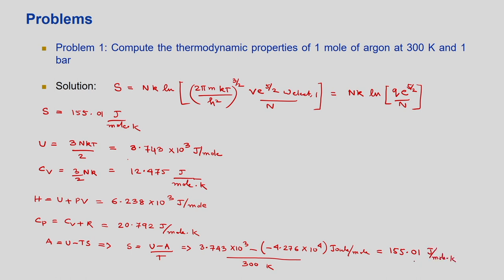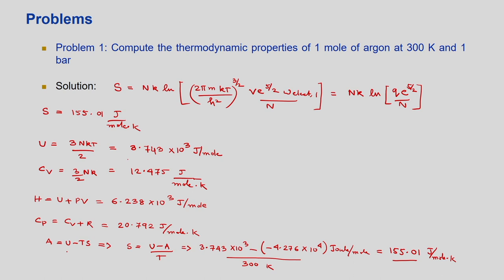So, it does not mean that if you are doing statistical thermodynamics, you will get some other answer. See, the classical thermodynamic equation, that is the Gibbsian equation, will hold true here also. So, you see, I have found out by applying the Gibbsian equation, that is A equal to U minus temperature into entropy. So I found out S, which is exactly the same as obtained from statistical thermodynamics.